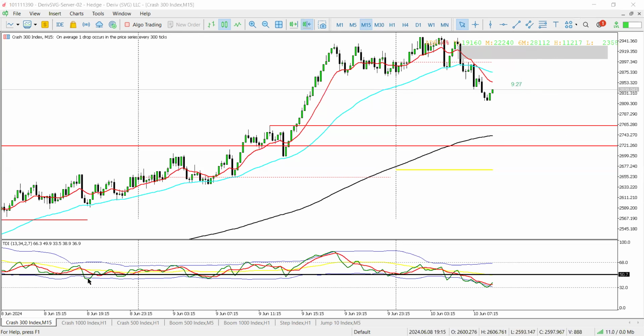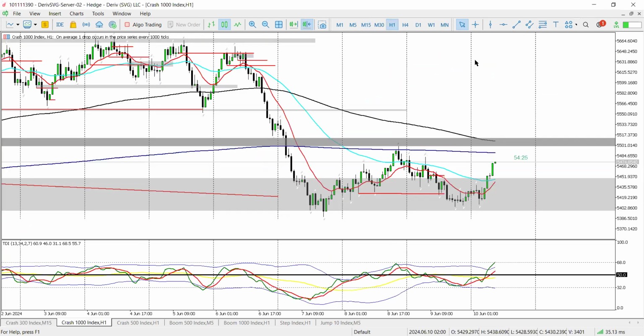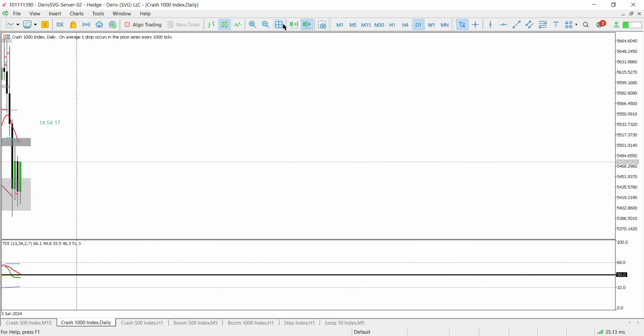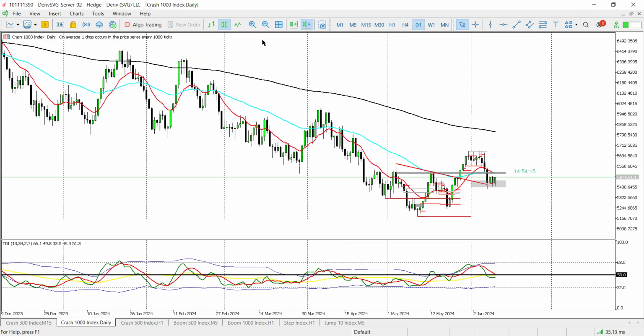So I'll leave this one on M15. Then C1 looks like it's now reversing based on the pattern I'm looking at right now on H1. But let's just see if the daily can confirm.